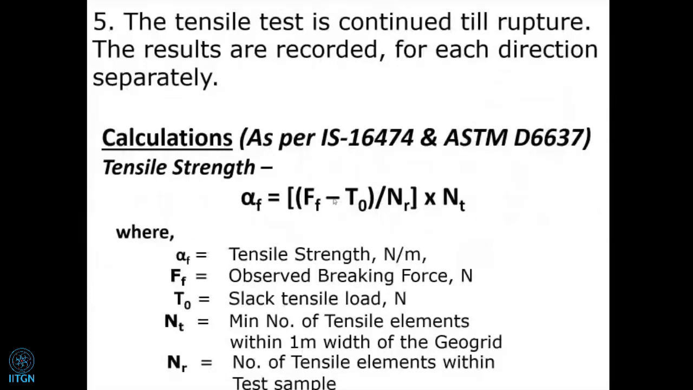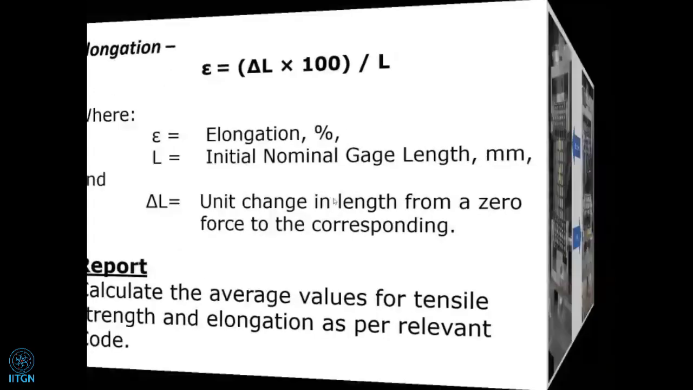Now, as per IS and ASTM, this is the formula for calculation of tensile strength: (FF minus TO) by NR into NT. FF is the breaking force observed during the testing. Then TO is the slack tensile load. What is this? I will explain it to you in the actual.